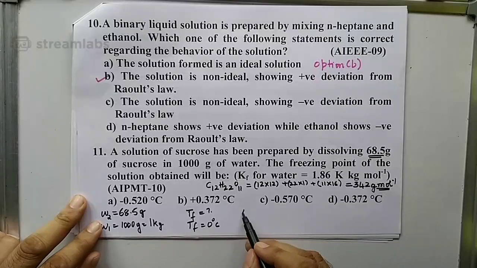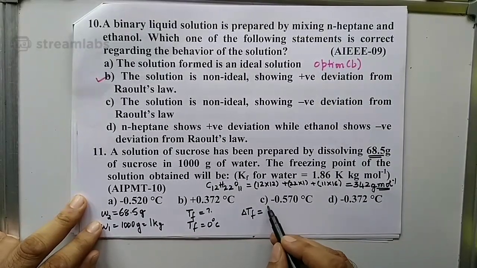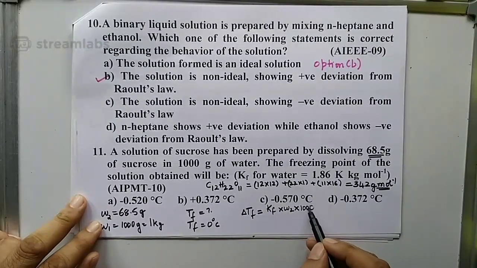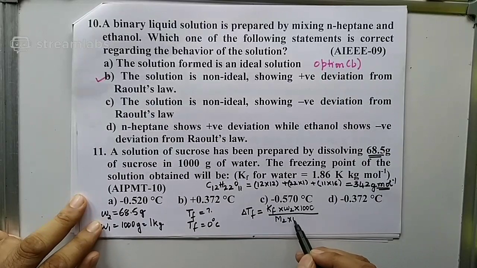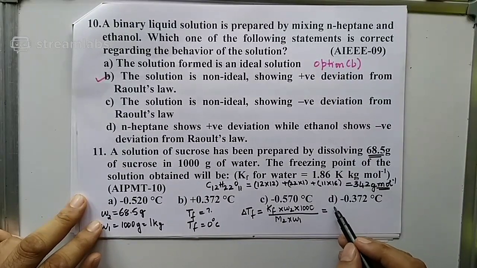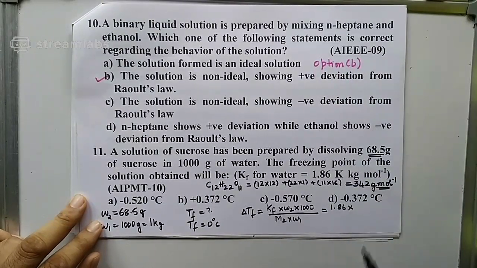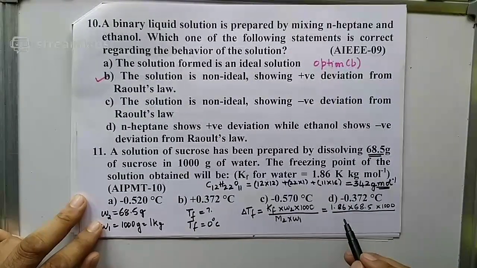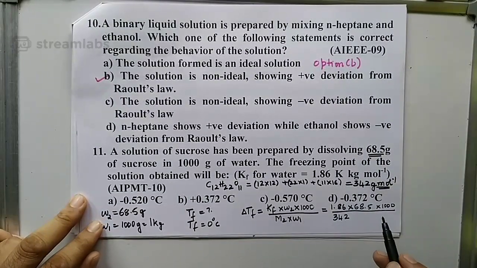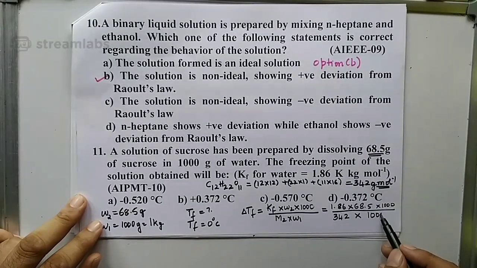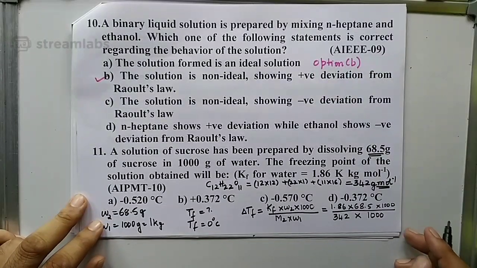Now we know that first we have to calculate delta TF. Delta TF is equal to KF into W2 into 1000 divided by M2 into W1. Substituting all the values, KF value for water is given as 1.86, multiplied by W2 value, which is given as 68.5, into 1000, divided by M2 value, which we have determined and calculated as 342, multiplied by W1, which is given as 1000 grams.